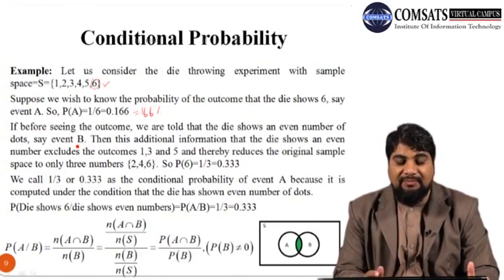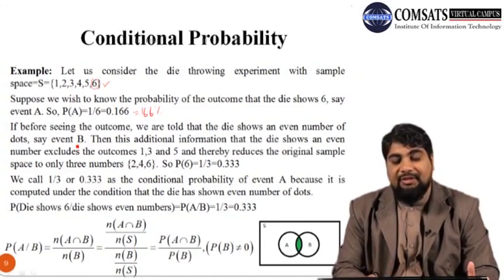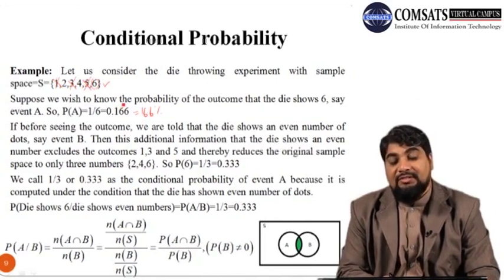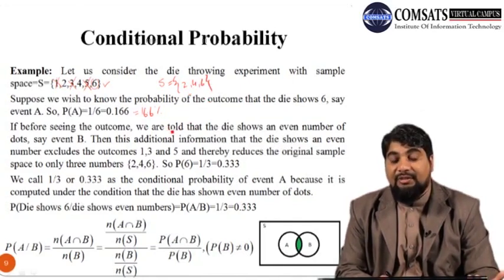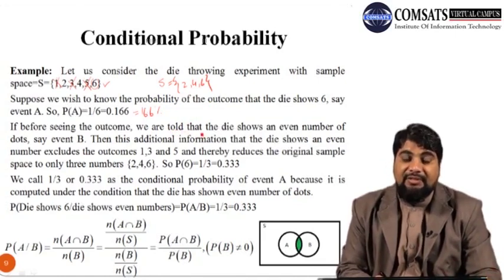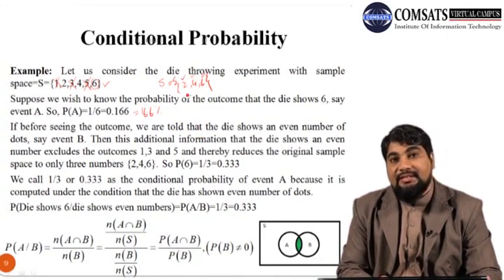So it means we now have additional information, so we can discard number 1, number 3 and number 5 from our sample space. So our reduced sample space will be 2, 4 and 6. Why? Because we now have the additional information that when the die is rolled, it shows an even number. So it shows either 2, 4 or 6.